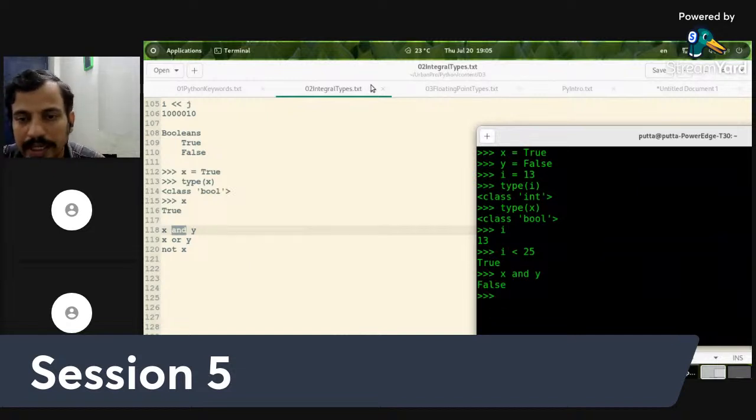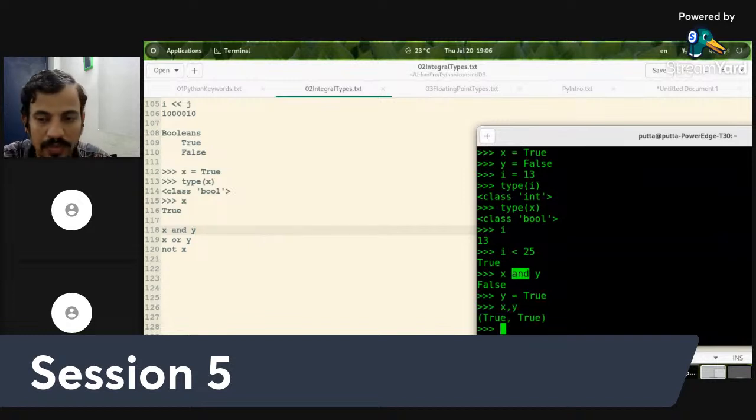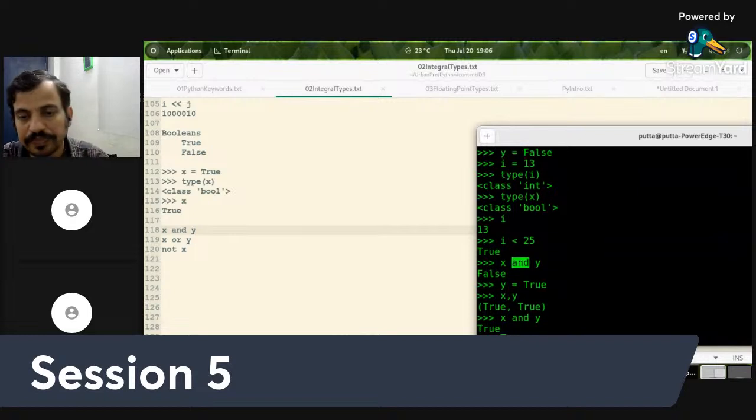Okay, so in our case, x was true and y was false. So the AND operation will be true only when x and y are both true. In all other cases, it is false. Say I make y equal to true this time. So x, y both are true. In this case, if I do x and y, we get the result to be true.